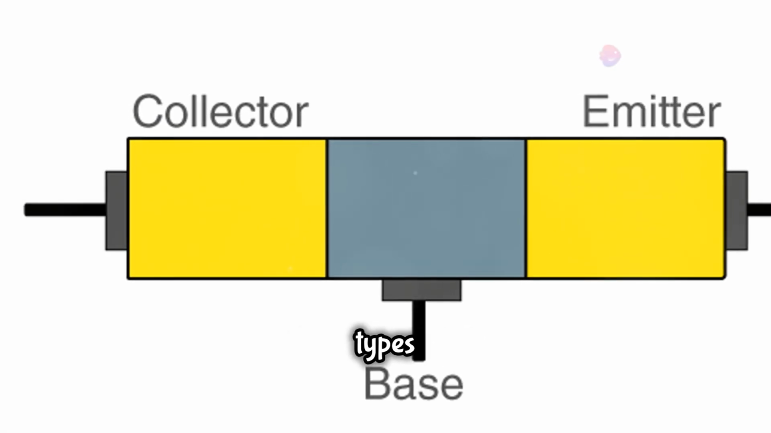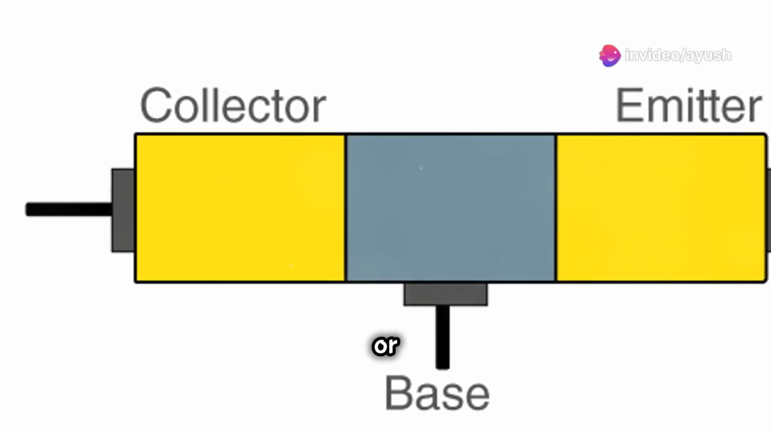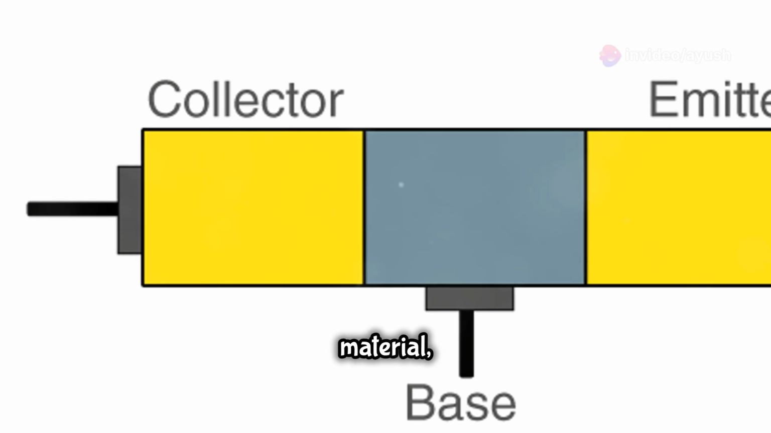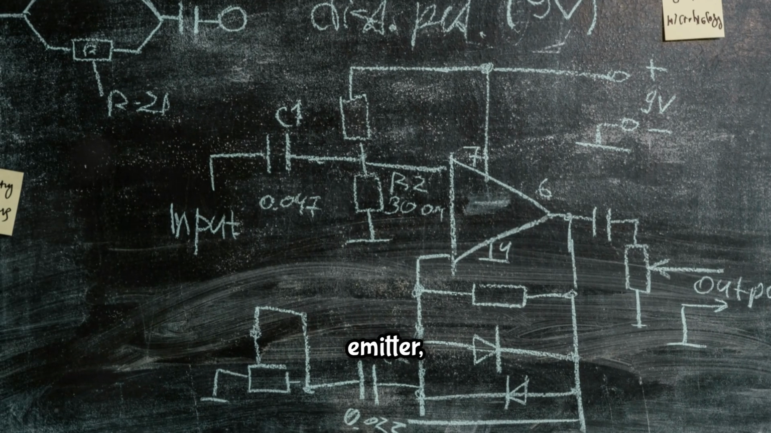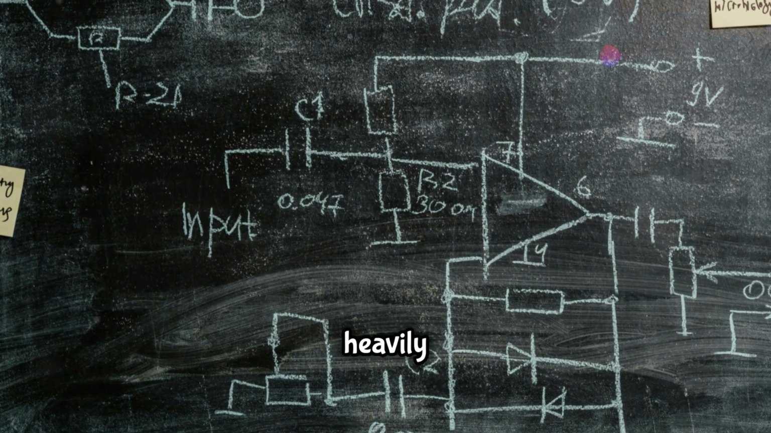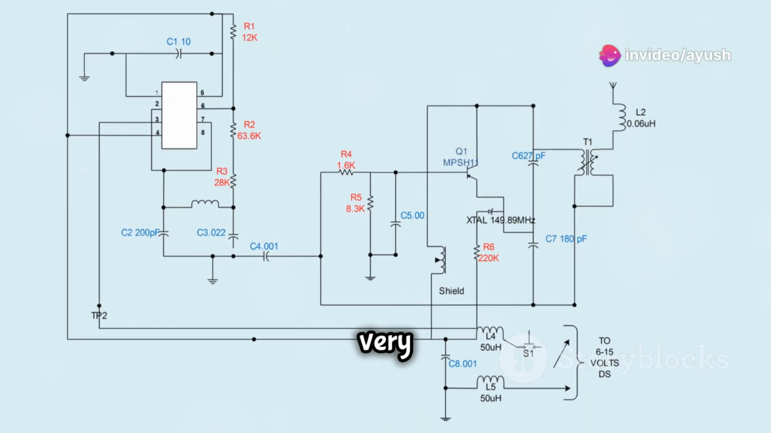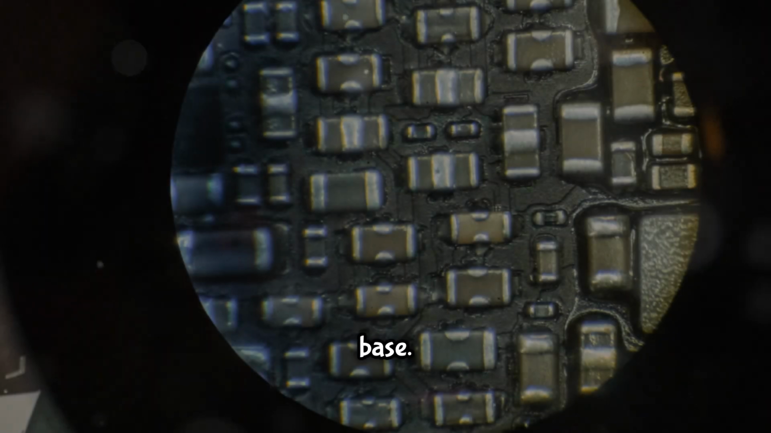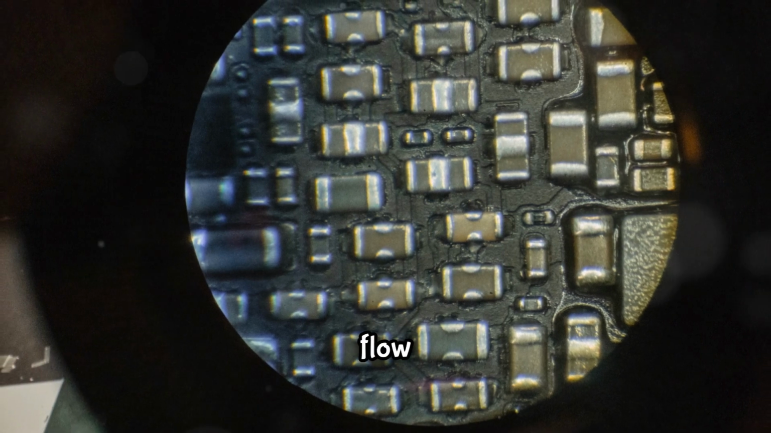There are two main types of transistors you'll come across. Bipolar junction transistors, or BJTs. BJTs are made up of 3 layers of semiconductor material, with each layer having a different type of doping. The 3 layers are called the emitter, base, and collector. The emitter is heavily doped to inject a large number of charge carriers into the base, which is lightly doped and very thin. The collector is moderately doped to collect the charge carriers from the base.